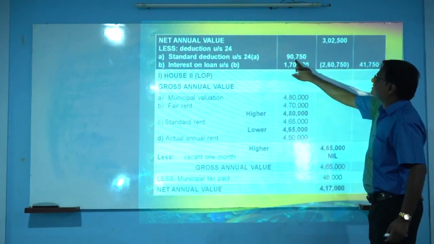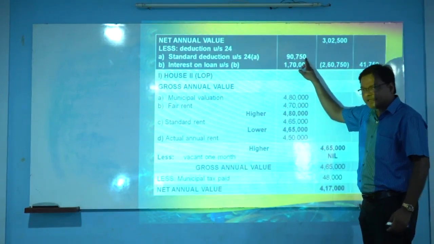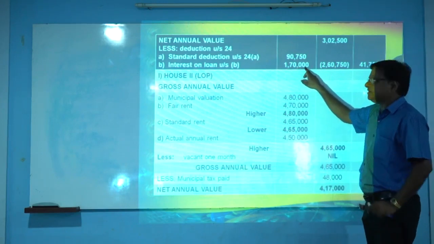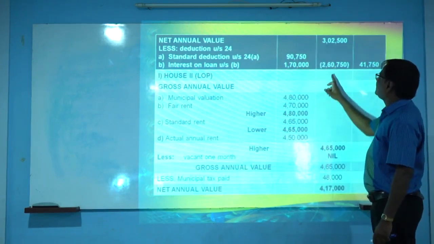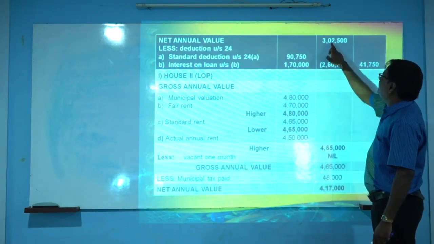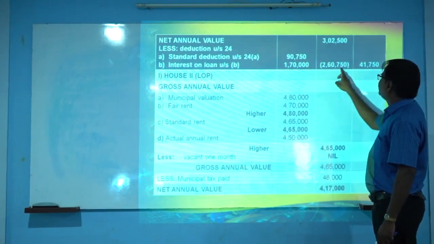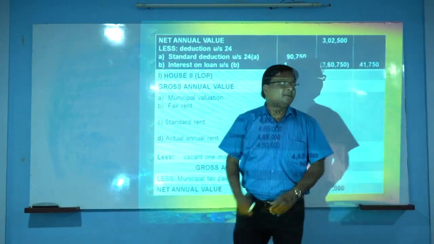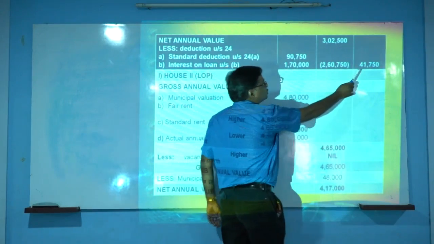Then standard deduction is 90,750. And interest on loan deduction is 1,70,000. Then the total amount comes to rupees 2,60,750. Net annual value minus deduction, that balance remains, it is called income from house property. Means there is an income from house property.